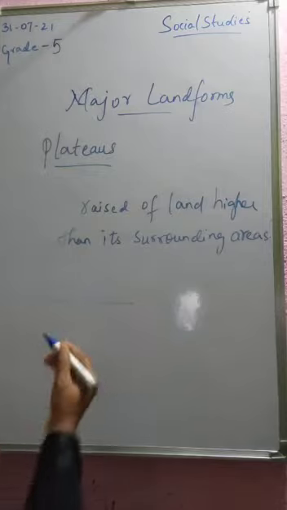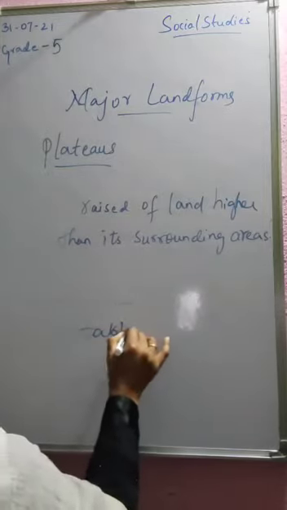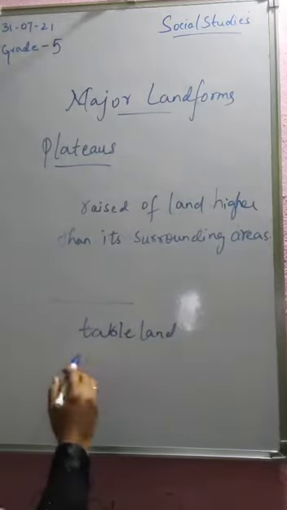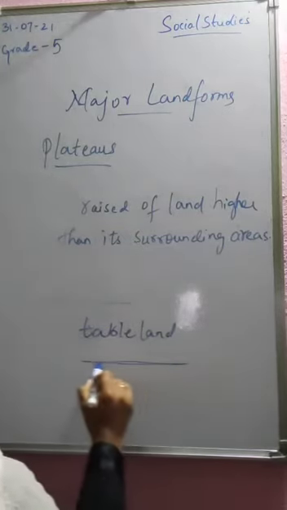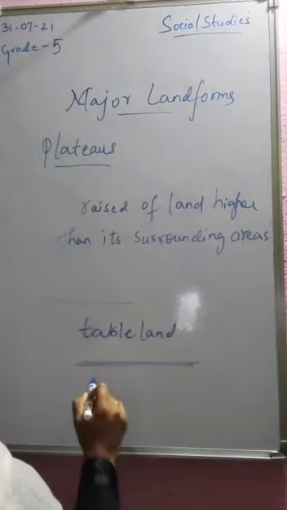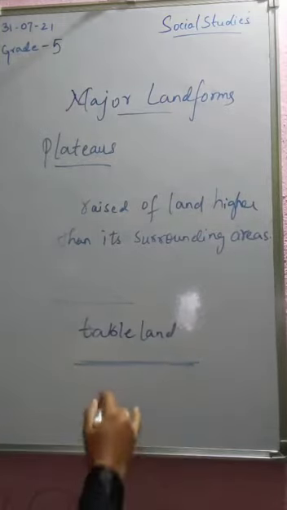Then the plateau is also called the tableland. Okay, tableland, it is called as such. Why? Because you find the table straight, isn't it? It is straight, it is leveled. Any table did you find till now?